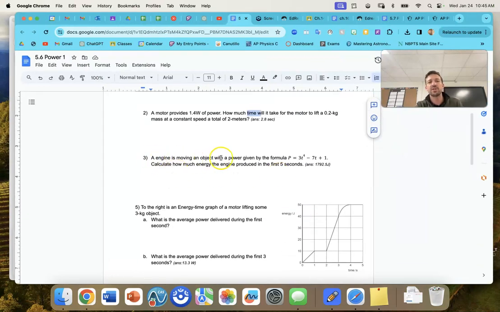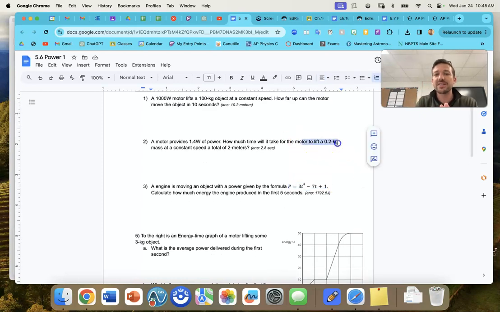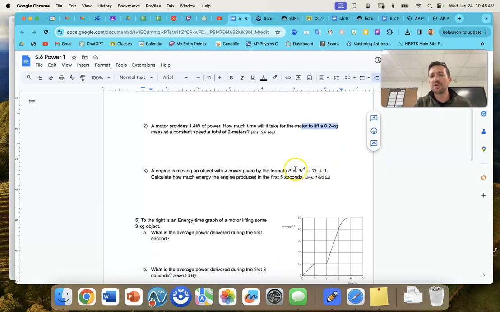An engine is moving an object with a power given by this formula. Okay, now guys, whenever they give you a formula, so we did these based off of points, that's when you're doing algebra. When they give you a formula, then you can start doing calculus because now you can do derivatives and integrals, right? So if they give me a formula, I'm either going to be plugging into the formula to get my answer, or I'm going to be doing a derivative or an integral, most likely.